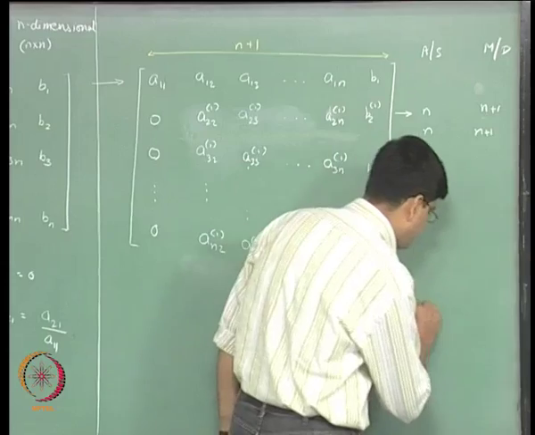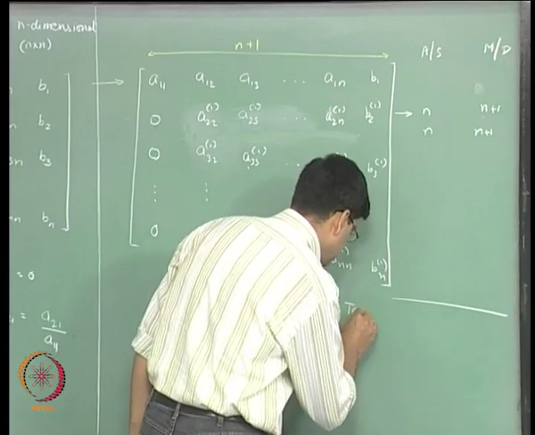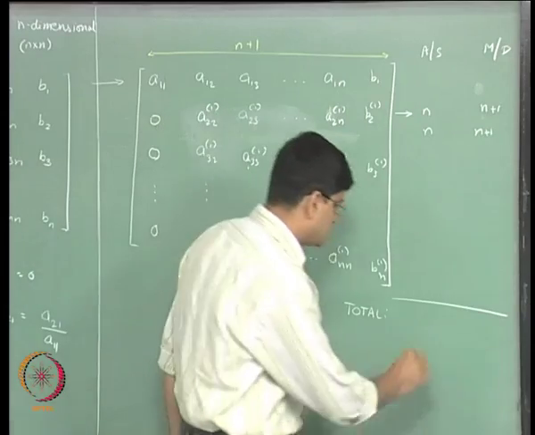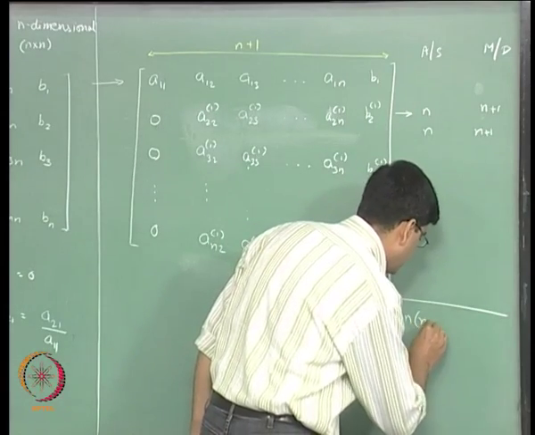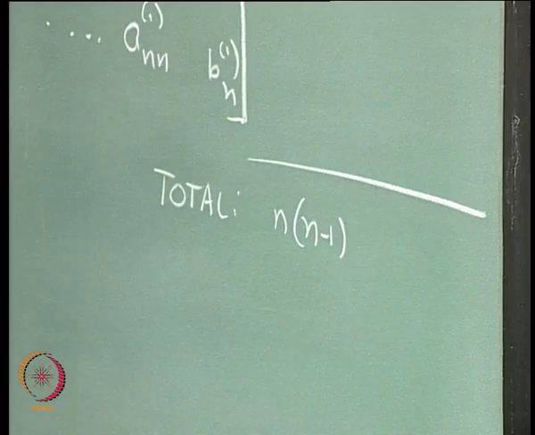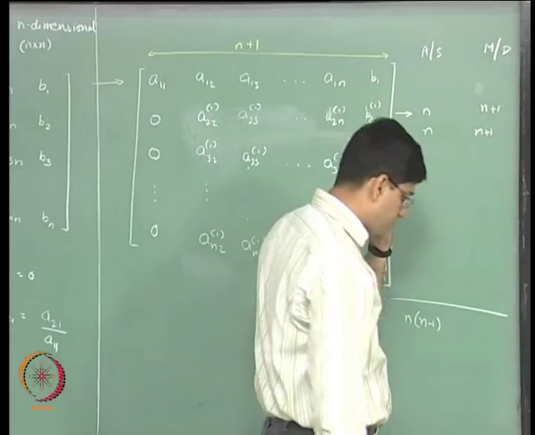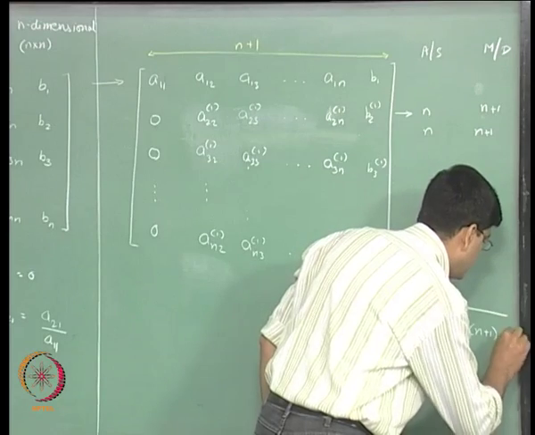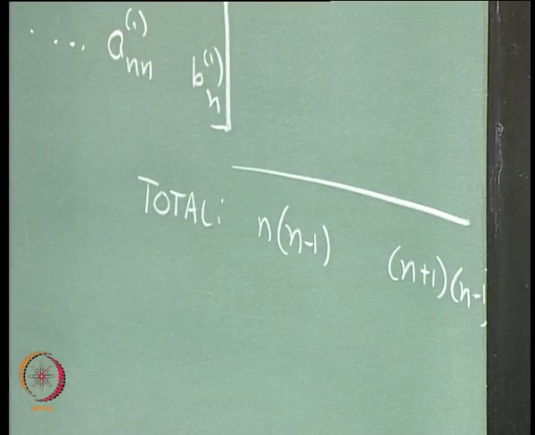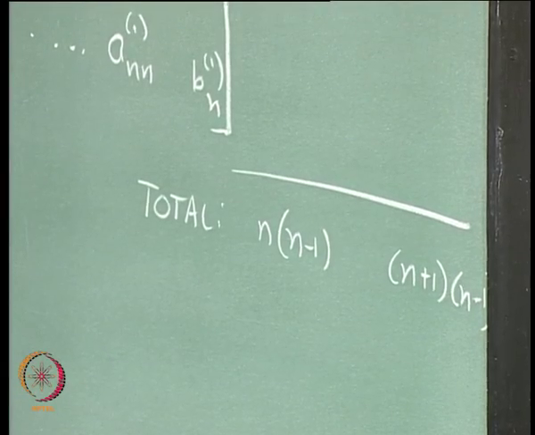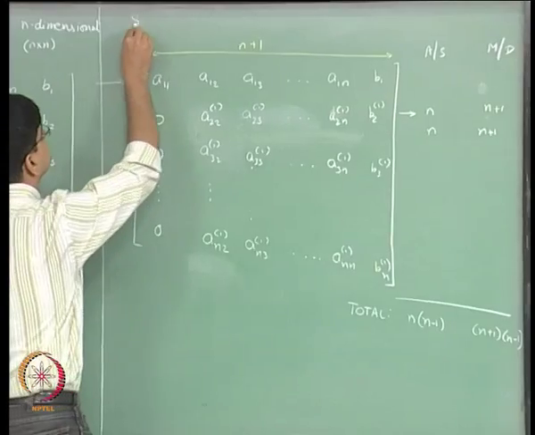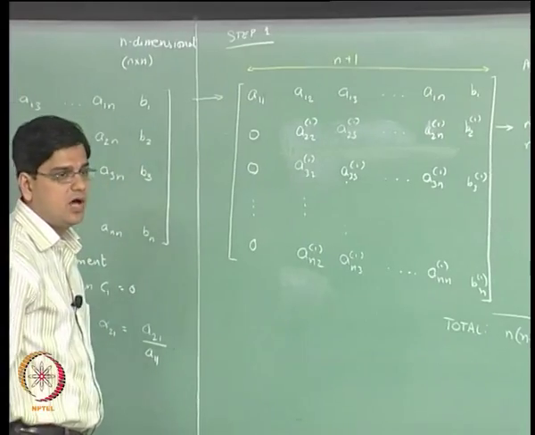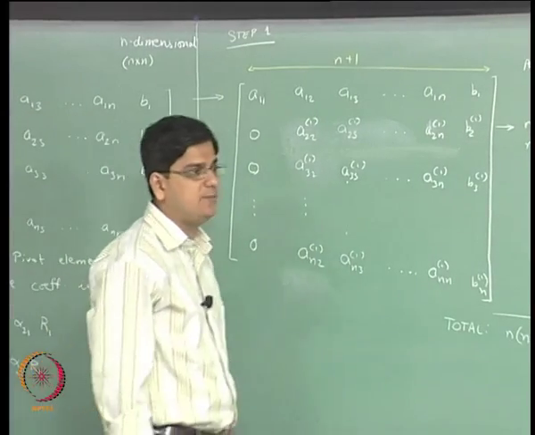So the total number of addition subtraction steps is going to be n multiplied by n minus 1, okay, and the total number of multiplication division steps is going to be n plus 1 multiplied by n minus 1. Okay. This is at the end of step 1. Okay. Now we will go ahead and see what happens in step 2.